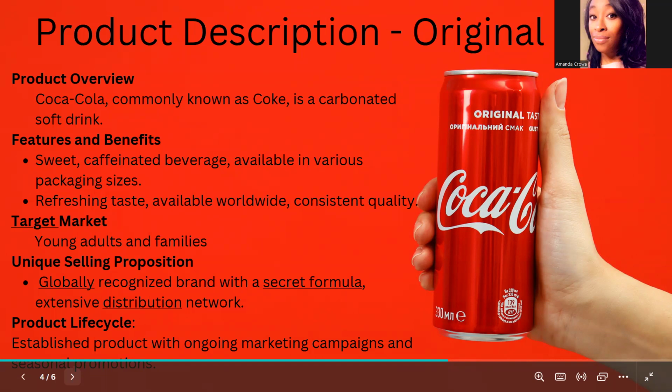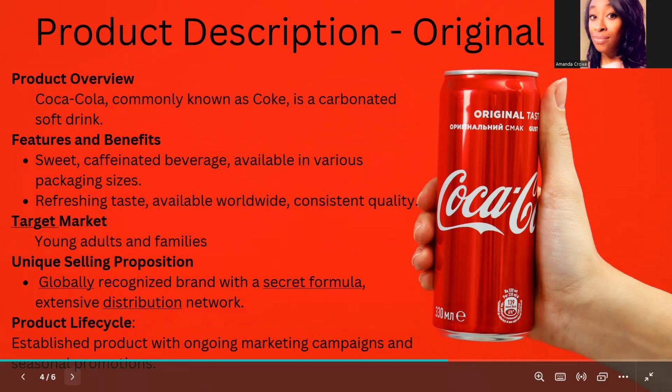So in this example, I'm showing you what their product description section might look like. And as you can tell, it is rather brief. It typically wouldn't be this brief, but for the sake of example, I kept it brief for you guys. So the product overview is basically that Coca-Cola, commonly known as Coke, is a carbonated soft drink. And we are not going to go into what is included in Coke. You might do so for your products and services. However, because Coke has a secret formula, we're not able to do so.